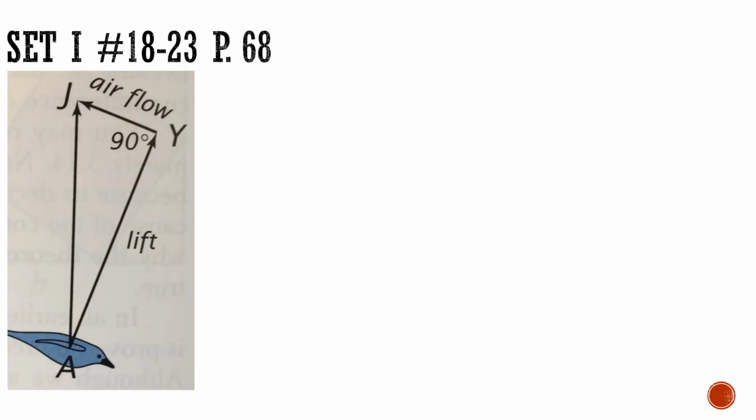Next, we're going to take a look at numbers 18 through 23 on page 68. And we start with: when a bird is gliding, its wings produce a lifting force that makes a 90-degree angle with the direction of the airflow at the leading edge of the wing. 18 asks us to look at this image and find angle A if angle J equals 60 degrees.